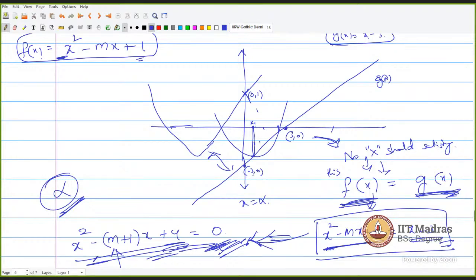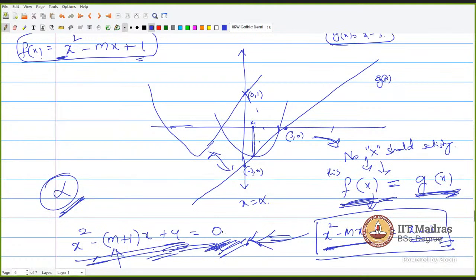See, that is why, if f of x is equal to g of x, we are trying to find some x which satisfies this, and we got a quadratic equation. So we will say that there are two values of x for which f of x and g of x can be equal if this particular quadratic equation has two real roots.